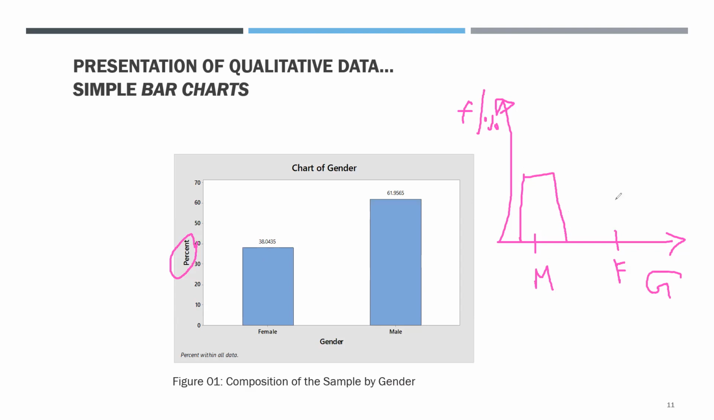And you can present a bar here, and here's the one for females, it is nearly 62%, right? So likewise, you can draw a separate bar for each category.